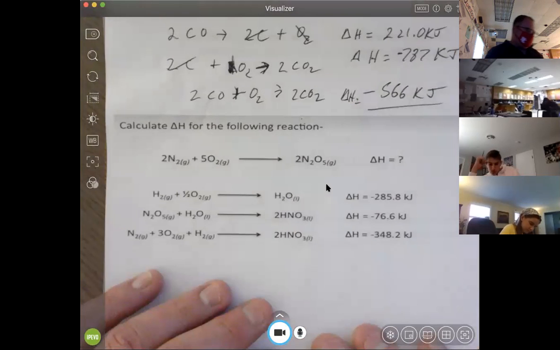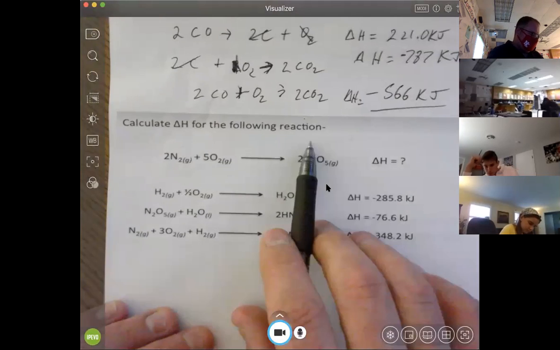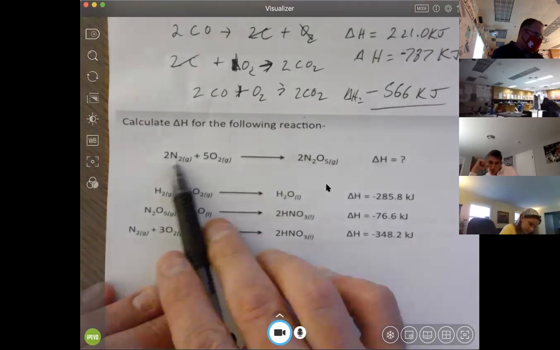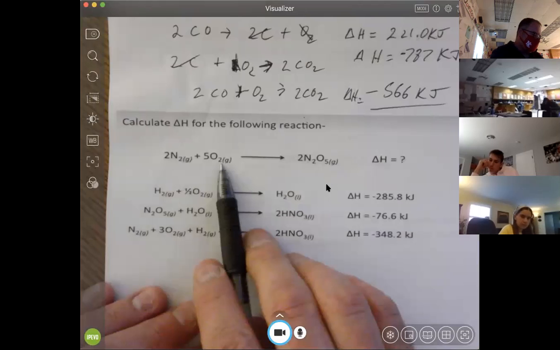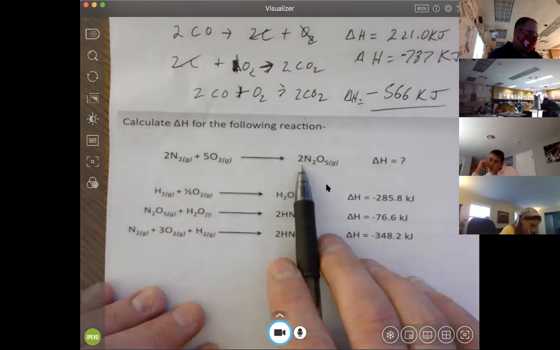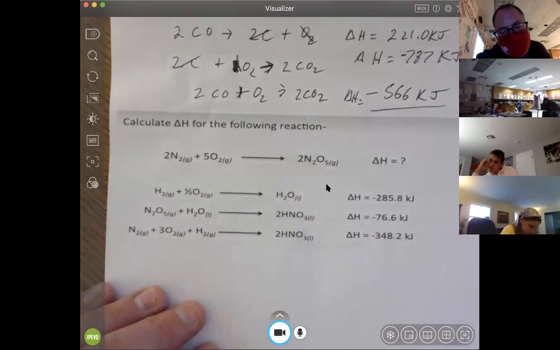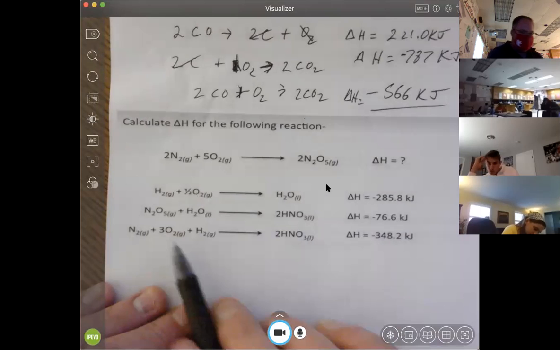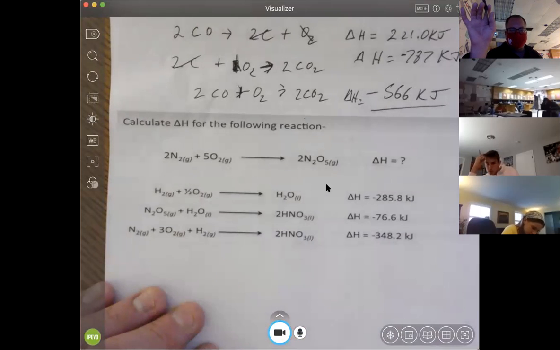Next one says, calculate delta H for the following reaction. Well, we have 2N2 plus 5O2 yields 2N2O5. Always mess with the singular stuff. If you see O2 in multiple things, leave it be and hopefully it'll fix itself out in the end.